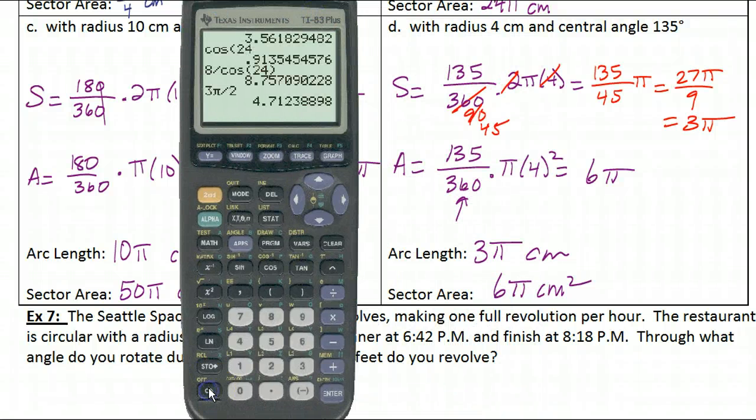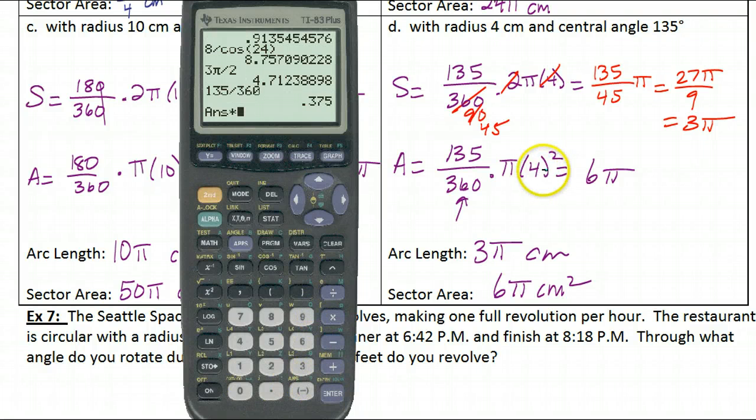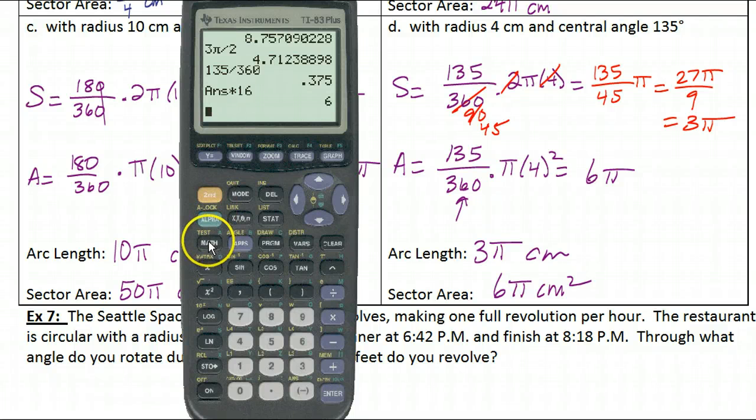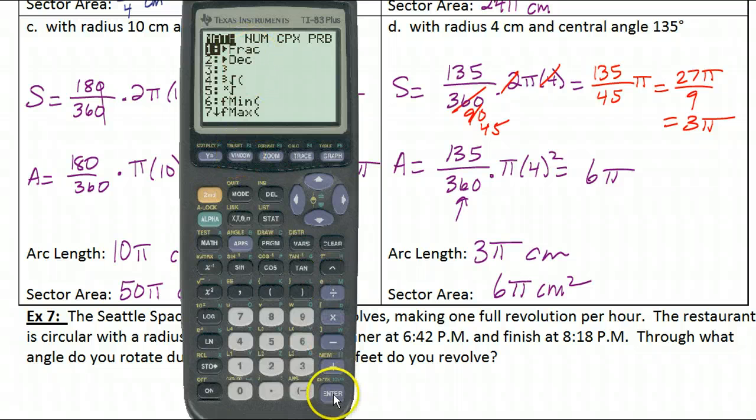Here's how I would type that in. If I'm going with the calculator, 135 divided by 360 times, I know 4 squared is 16, and then it ends up just being 6 in this case. But don't forget about the fraction button. So if I hit math, fraction, I can convert it back to a fraction if I needed to.